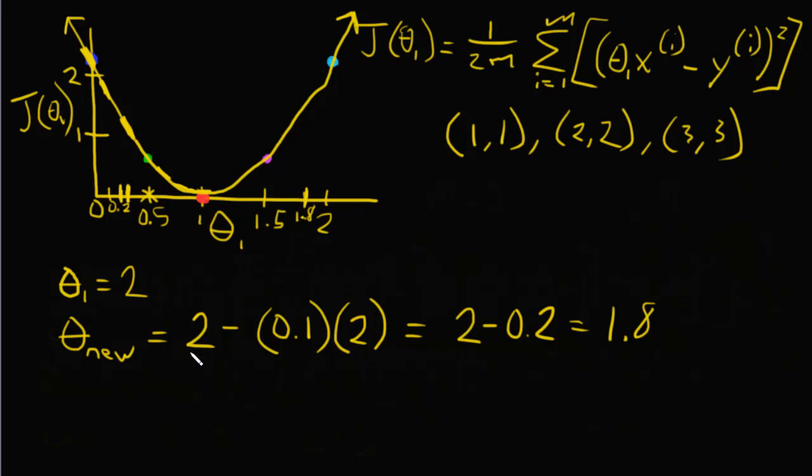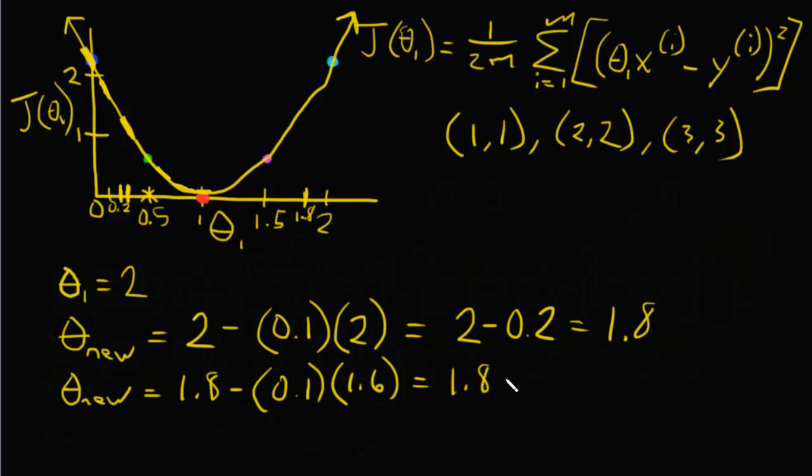So the next iteration would be theta new equals the old theta, 1.8, minus 0.1. Now the slope is not going to be quite as steep. Maybe it's 1.6, which is going to be 1.8 minus 0.16, which is going to give me a value of 1.64, which moves me over to here.